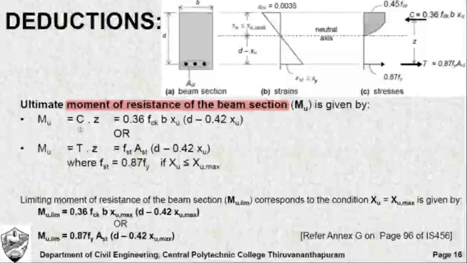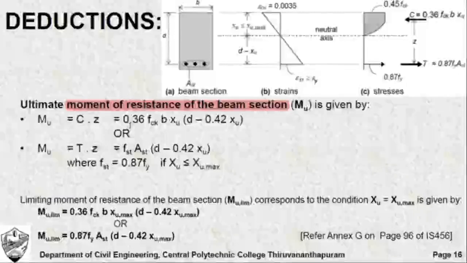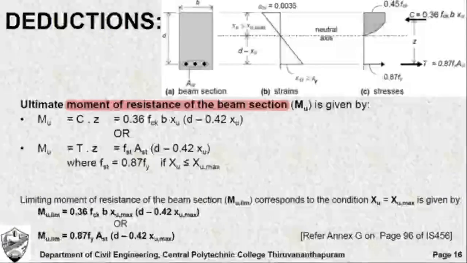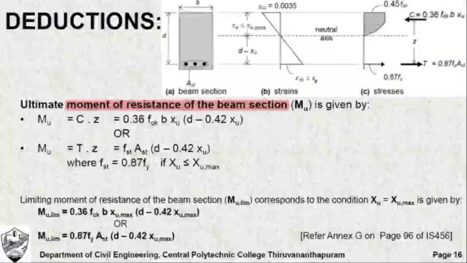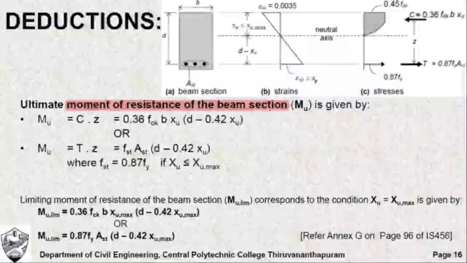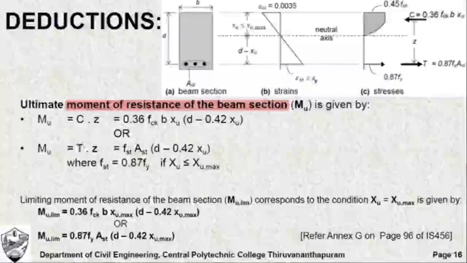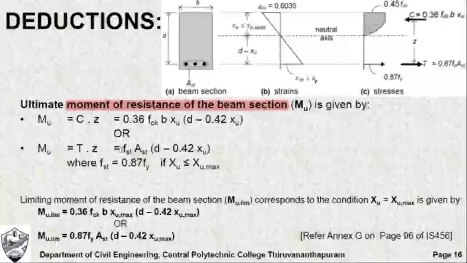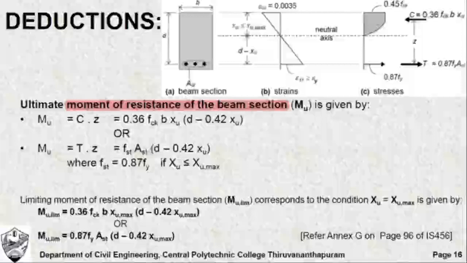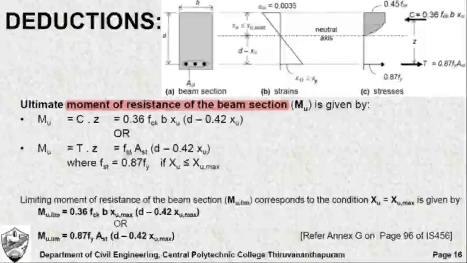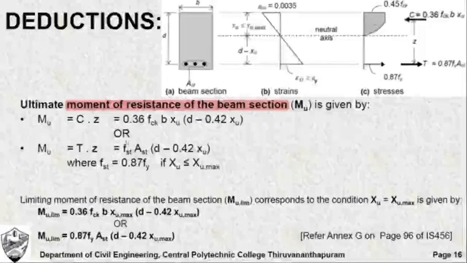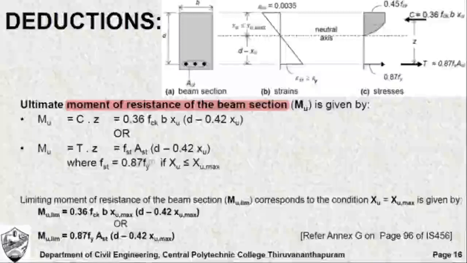The compressive force, which we know, is equal to 0.36 FCK B XU, and the lever arm we knew, d minus 0.42 XU. So this gives the moment of resistance of the beam. The other way to find the moment of resistance is using tensile force into lever arm, which is equal to FST into AST into (d minus 0.42 XU). FST was used in case of over reinforced beams. In case of balanced or under reinforced beams, FST should be replaced by 0.87 Fy.